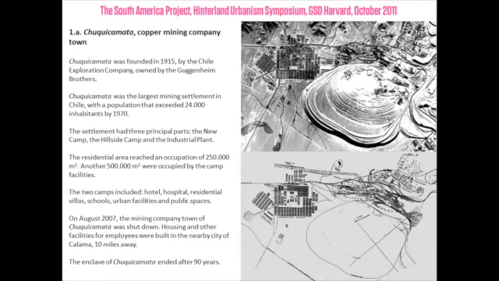The residential area reached an occupation of 205,000 square meters. Another 500,000 square meters were occupied by the camp facilities. The two camps included hotel, hospital, residential villas, schools, urban facilities, and public spaces. In August 2007, the mining company town of Chuquicamata was shut down. Housing and other facilities for employees were built in the nearby city of Calama, 10 miles away. The enclave of Chuquicamata ended after 90 years.